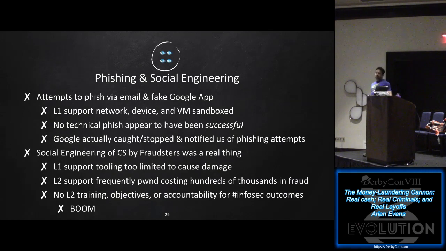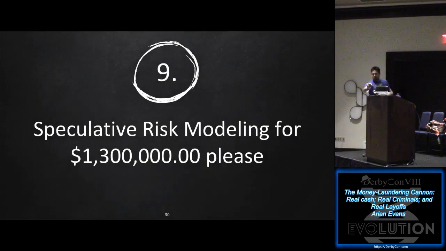We talked about social engineering by fraudsters. Level 1 support couldn't really do much because they didn't have good tooling, which was really bad for the business. To do it again, I would give level 1 support a lot more capability. Level 2 support, we talked about how they would get owned. Level 2 support also had no InfoSec training, objectives, or accountability. Understandably, a small team hired for empathy in a startup to take care of your whale customers, but there wasn't any training or awareness around that, and without it, you know how that story went.